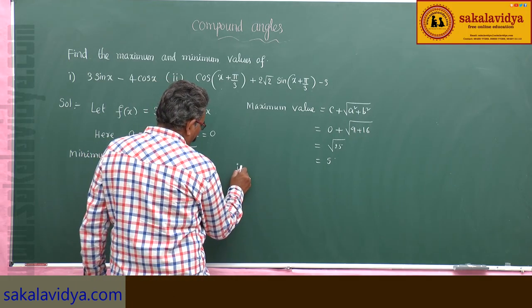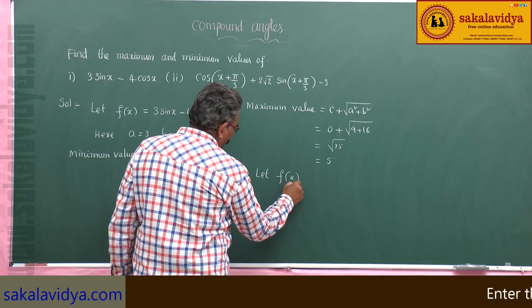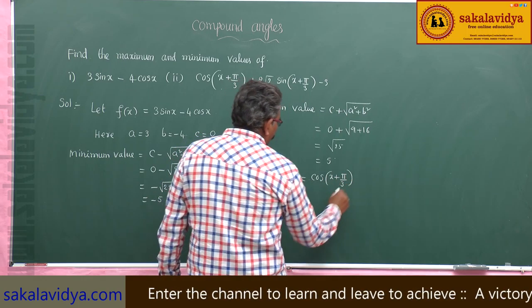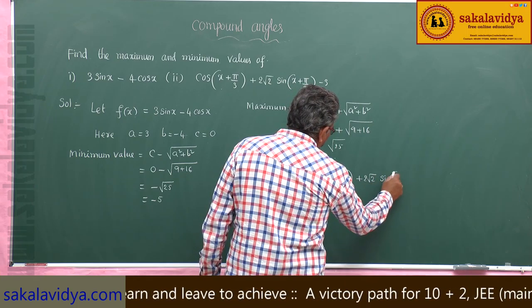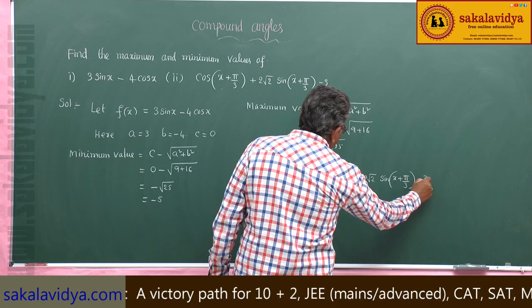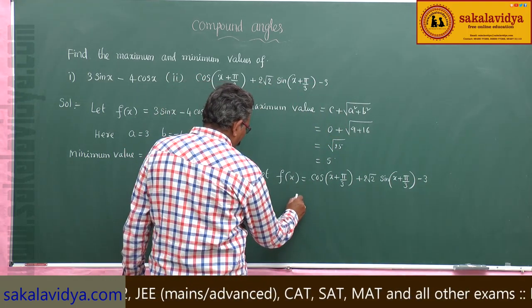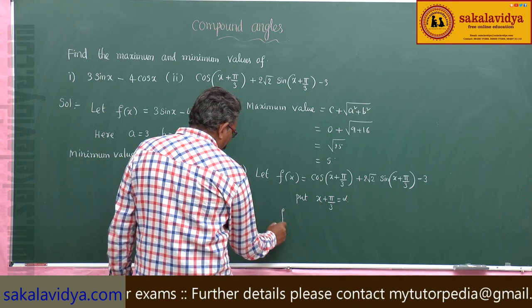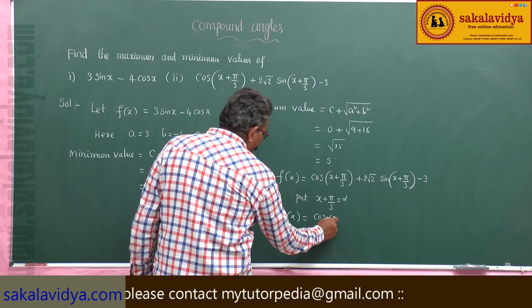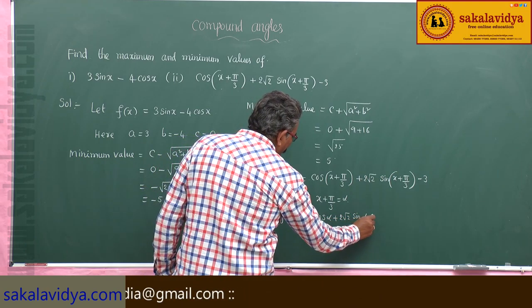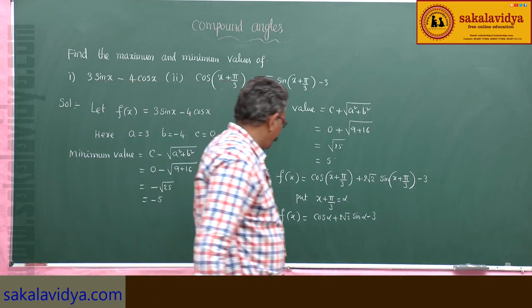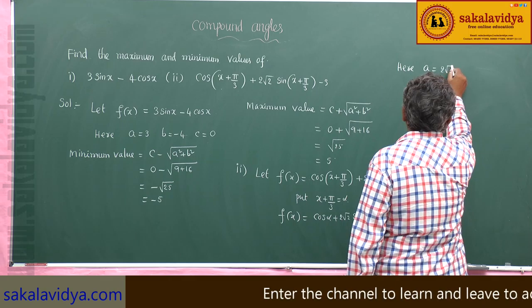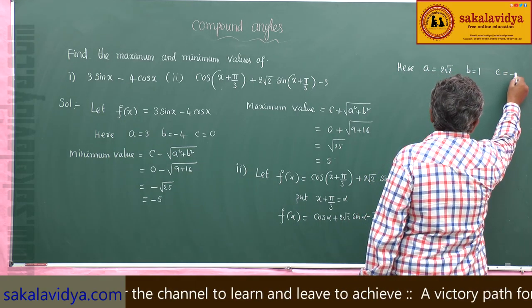Second problem, let us say f of x is equal to the given function cos of x plus pi by 3 plus 2 root 2 sin of x plus pi by 3 minus 3. Now, substitute x plus pi by 3 is equal to some angle alpha. So, now f of x becomes cos alpha plus 2 root 2 sin alpha minus 3. Again, it appears to be the theorem itself only. Here, a value is equal to 2 root 2, b value is equal to 1, c equal to minus 3.